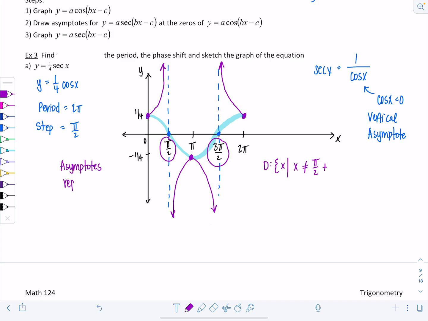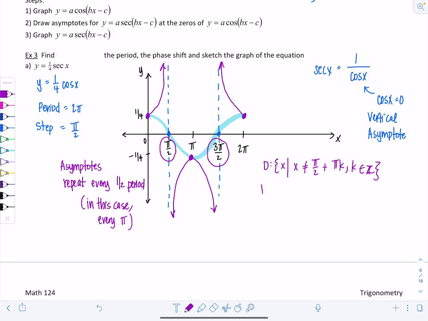They repeat every half a period. So remember, for tangent and cotangent, they repeat every full period. For secant and cosecant, it's every half a period. So in this case, since the period was 2 pi, they repeat every pi. So I'm going to say x cannot be pi over 2 plus pi times k, where k is an integer.